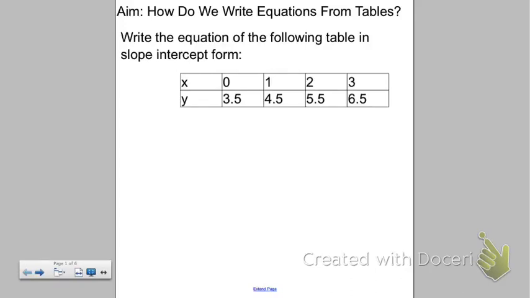Today's lesson is on how do we write equations from tables. Write the equation of the following table in slope-intercept form. Take a second to copy down the question and the table.